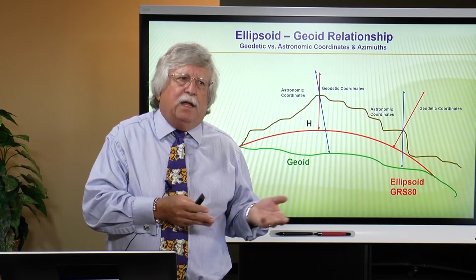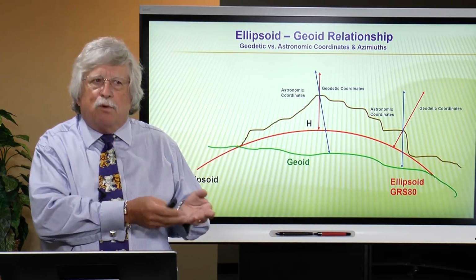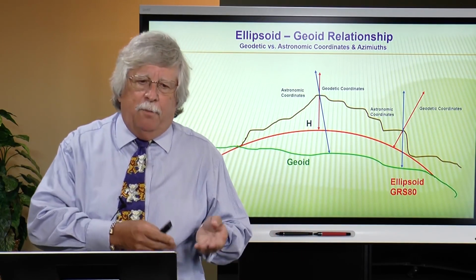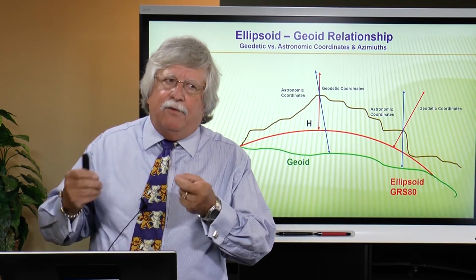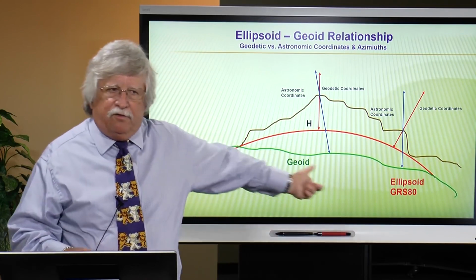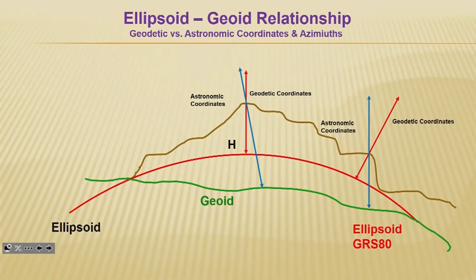But just to understand, particularly if you're dealing with historical data that may have been observed astronomically, that it's vital to have a good knowledge of what these deflection of the vertical components are so that you can bring historical information into a more appropriate contemporary context.